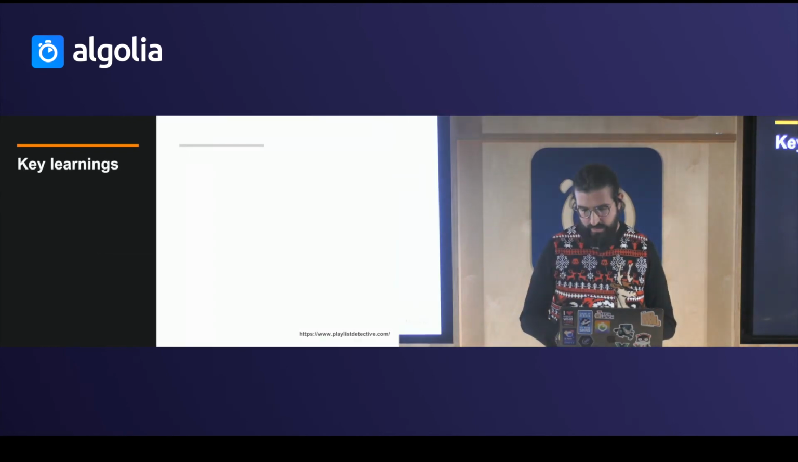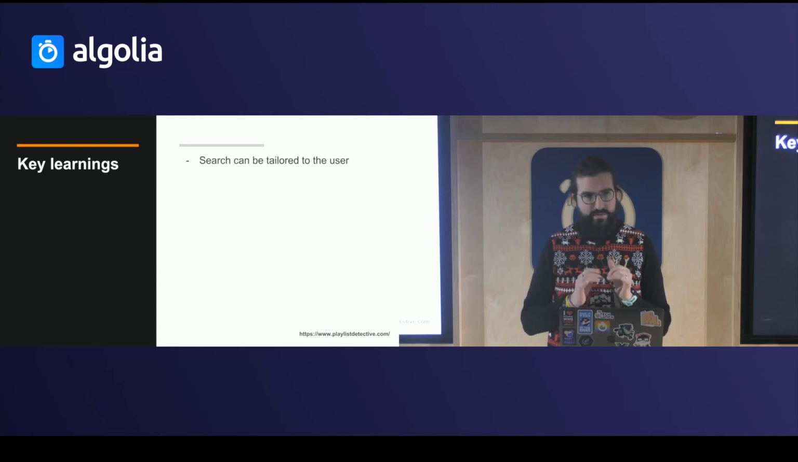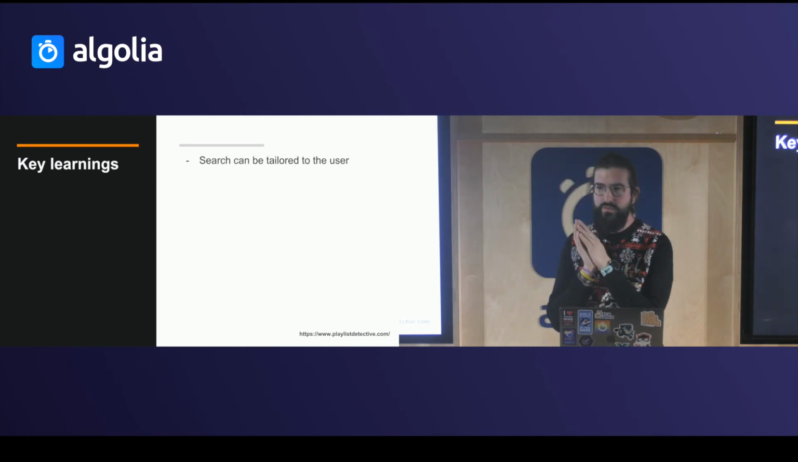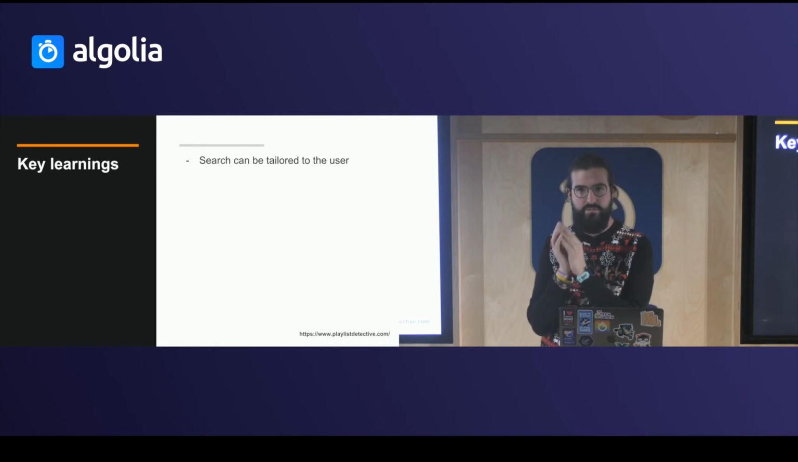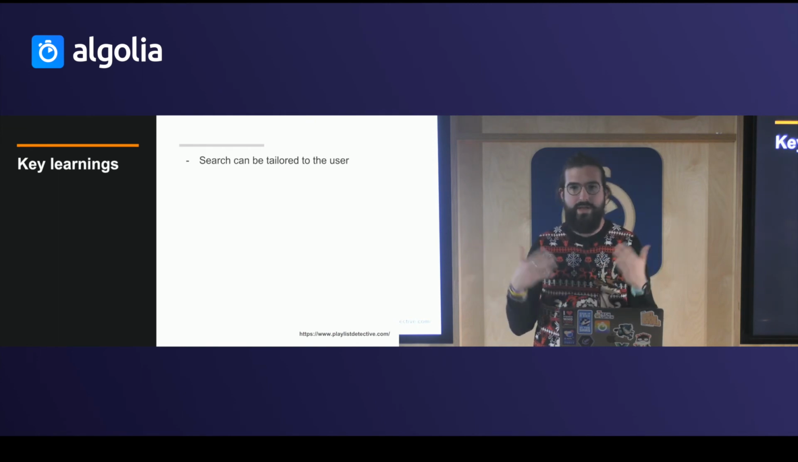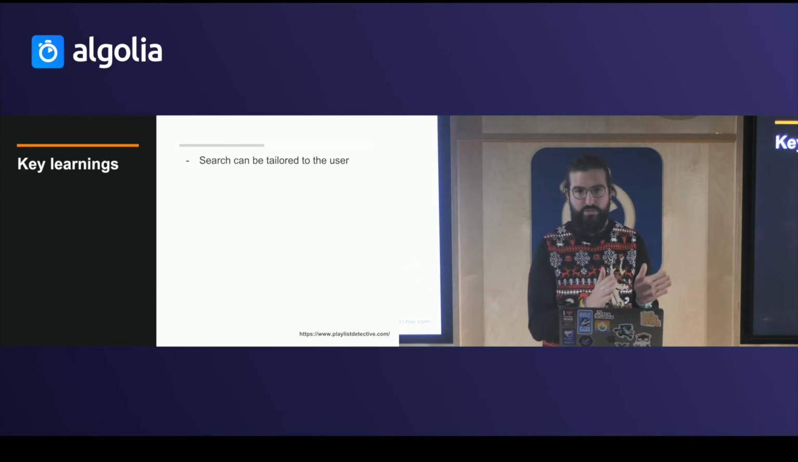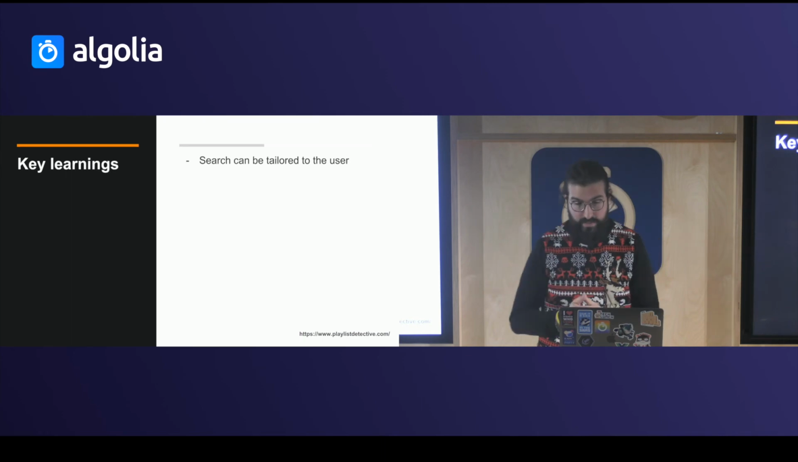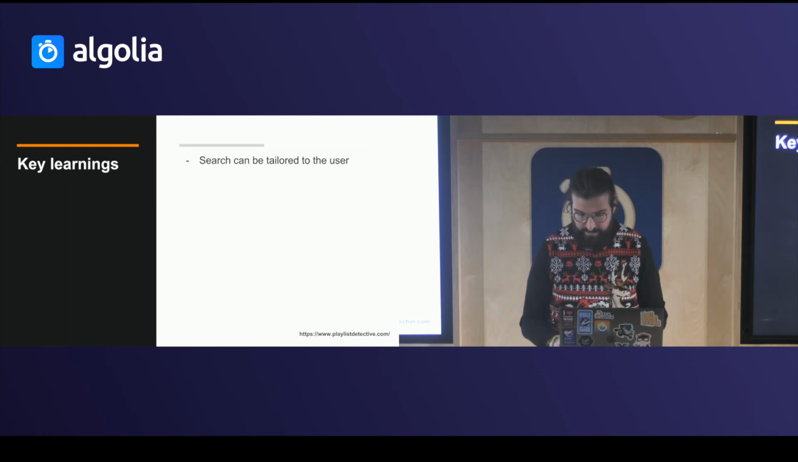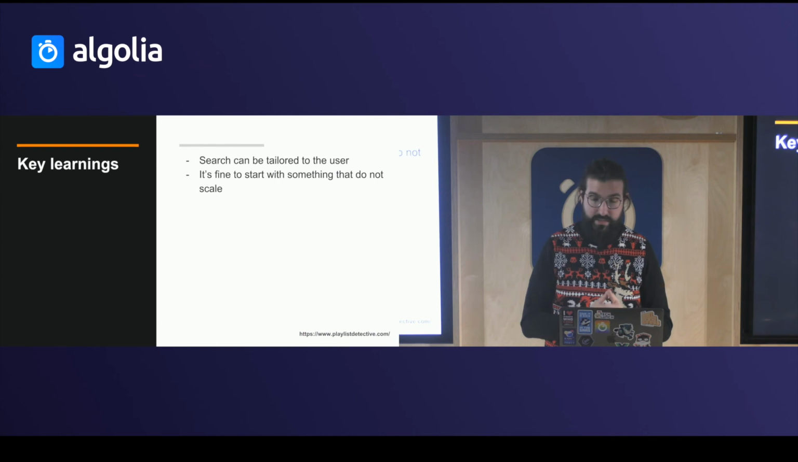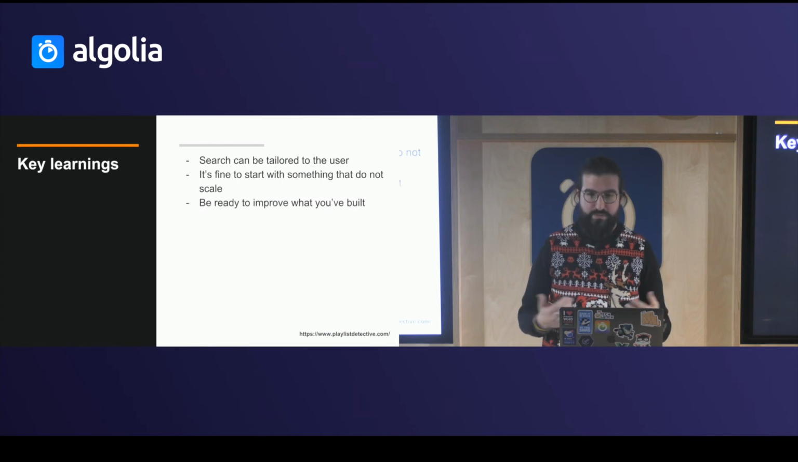So what now? First, some key learnings. What's interesting is that you can build a search that is really specific to some kinds of users. There is no one good search. Well, there may be a good search for most people, but you can also do a search for niche people, and that works great for those people. Also, it's fine to start with something that will break eventually, because at least you get to validate your proof of concept. And also be ready to improve. Don't be lazy on that.